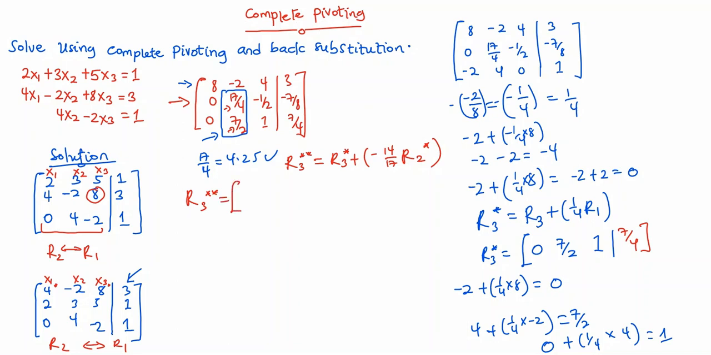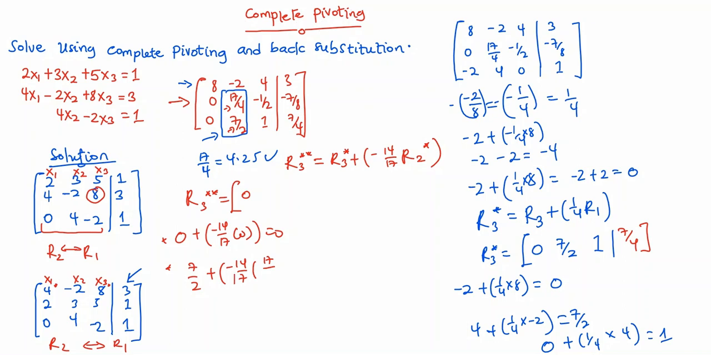Now let's look at the first entry. For the first entry, I'm going to have 0 plus minus 14/17 multiplying row 2, which is also 0. So you're going to get 0 for the first entry, and then for the second one, we're going to have 7/2 plus minus 14/17 multiplying 7/2.